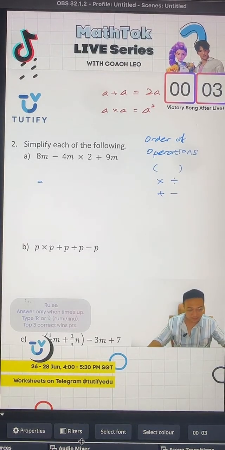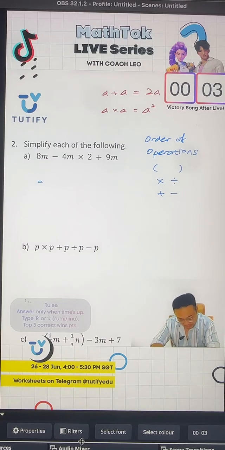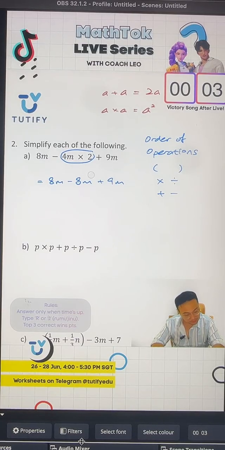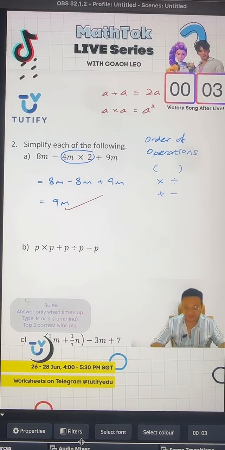Okay, so students, well done. Let's see how it works. We are going to take 4 times 2 first, and that will give you 8m, right? So 8m minus 8m. 4 times 2 is 8, right? So it's 8m plus 9m. Do you notice that 8 minus 8 is 0? So what's the answer? 9m. There you go. Any questions?